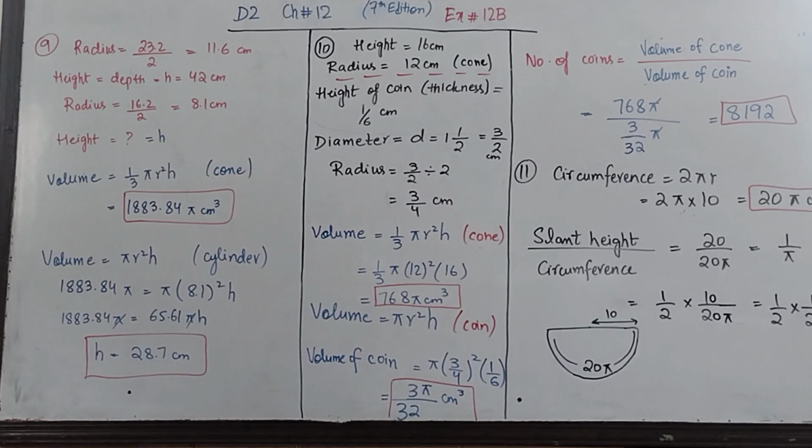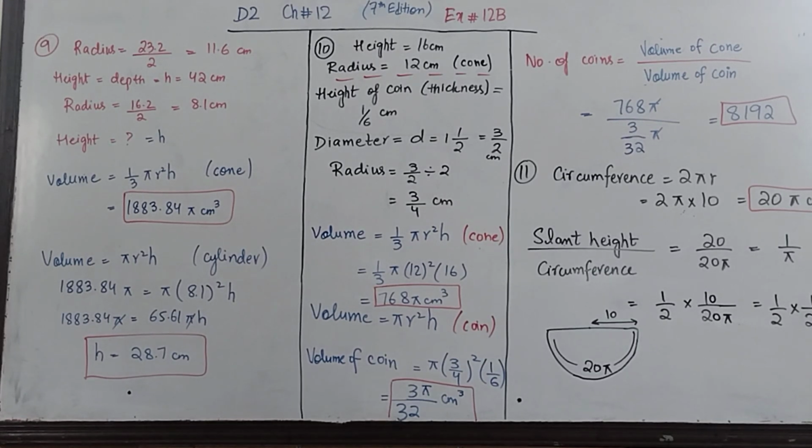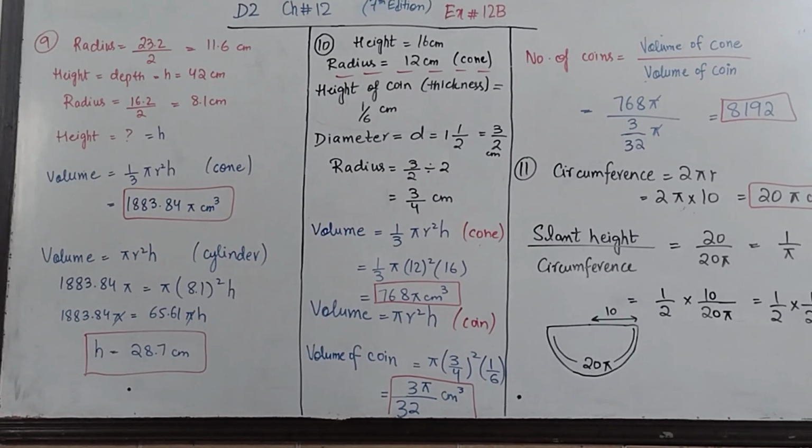So this is your question number 11. Actually in question 11 you just have to draw the net of the cone and label its dimensions. So the labeling and the dimensions are: the radius is 10 and your circumference is 20 pi. Because it's the half, you have to multiply it by 1 by 2.